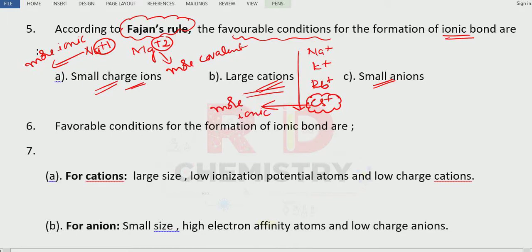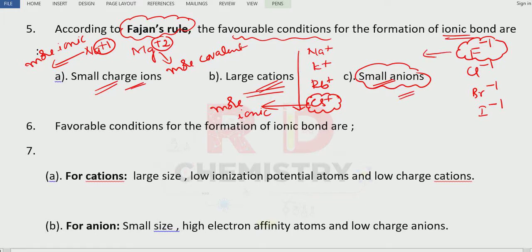What about the small anions? Let me take fluorine, chlorine, bromine, iodine. Down the group, size increases. Fluorine takes 1 electron, minus 1. Chloride minus 1, bromide minus 1, iodide minus 1. But which one can easily receive an extra electron? Fluorine atom, small size. So small size easily favors the formation of more ionic compounds. Remember, larger size atoms can easily lose electrons to form cations. Small size atoms easily gain electrons to form anions.